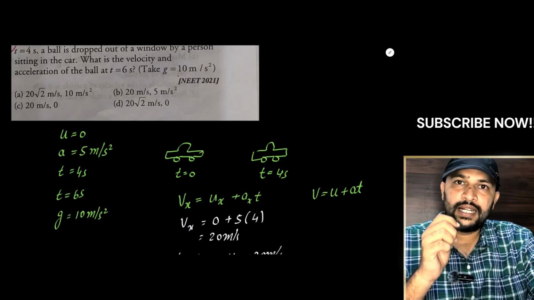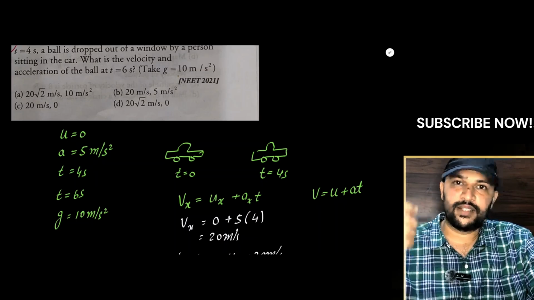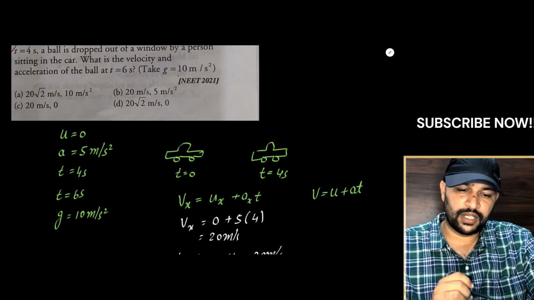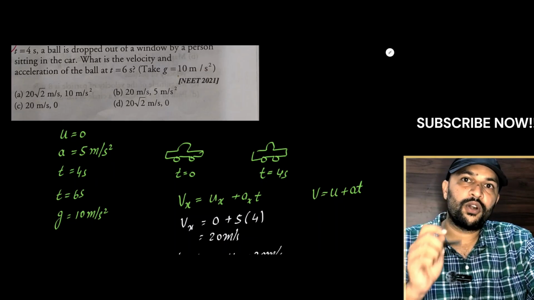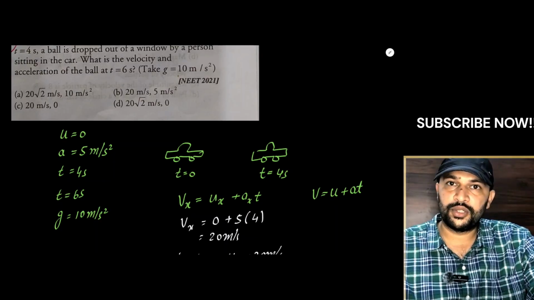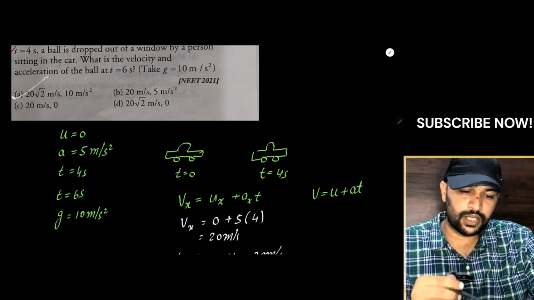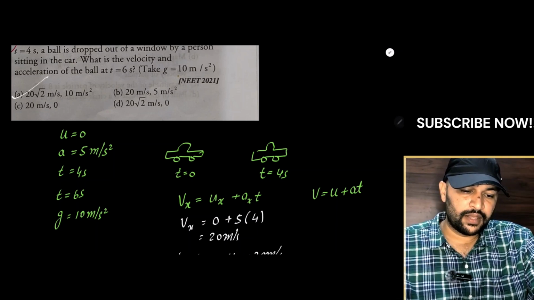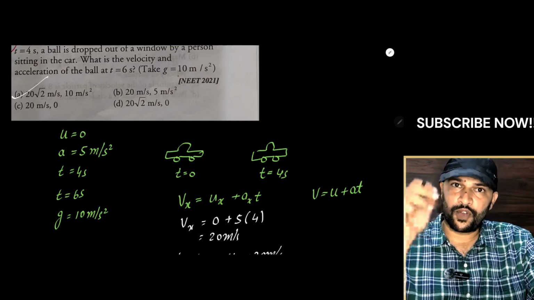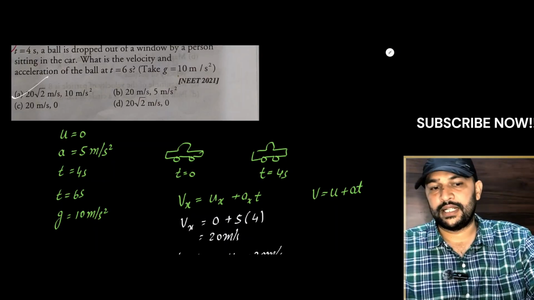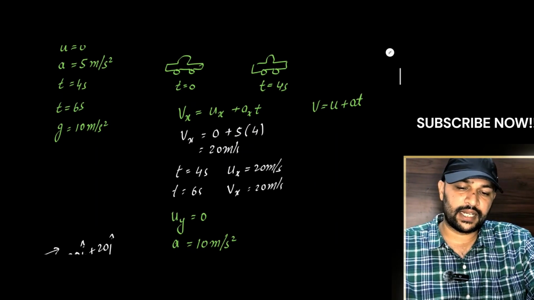See, at t equal to 6 seconds, when it is in the air, the velocity was 20 root 2, that's fine. But acceleration is purely acceleration due to gravity. There is no acceleration due to the horizontal motion, because it's no more the part of the car, right? So the correct answer is option A. That is 20 root 2 meter per second falling downward, and 10 meter per second square, that's the acceleration due to gravity acting downward in direction.